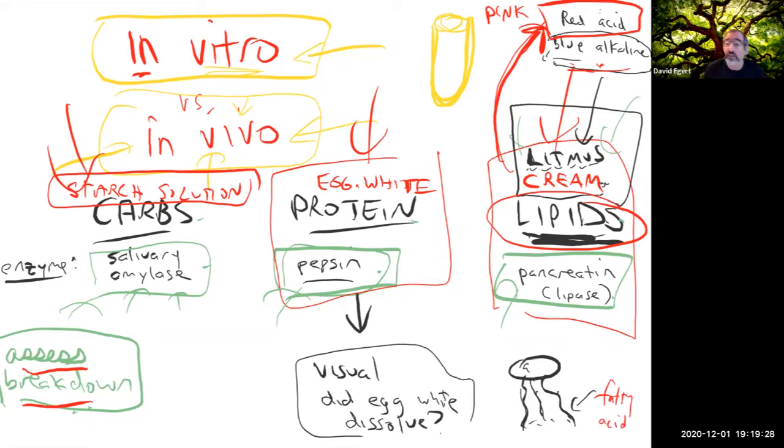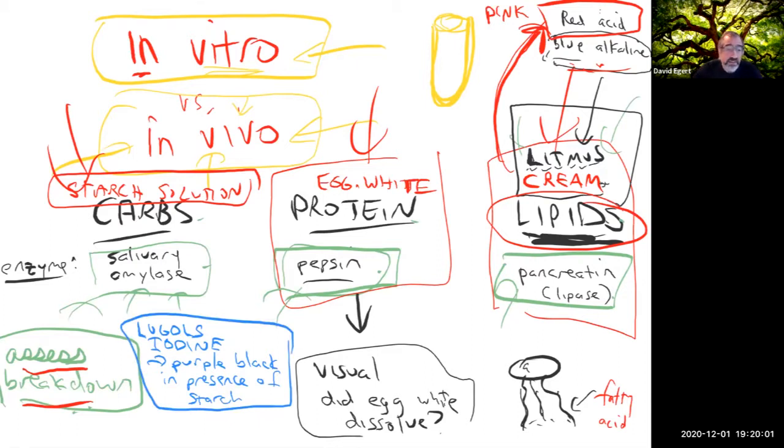Finally, for carbohydrates, we actually have a test for both the substrate and the breakdown product. We have Lugol's iodine. This is kind of purple-black in presence of starch. So I can add Lugol's iodine, and if it's turning purple-black, then the starch is still there. It did not break down. Right? The more that the starch is broken down, the less of a reaction I'm going to get with the iodine.